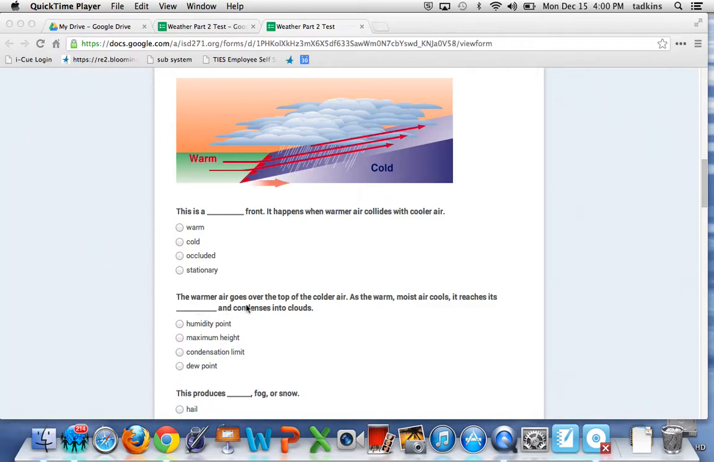The warmer air goes over the top of the colder air. As the warm, moist air cools, it reaches its blank and condenses into clouds. It reaches its humidity point. It reaches its maximum height. It reaches its condensation limit. It reaches its dew point.